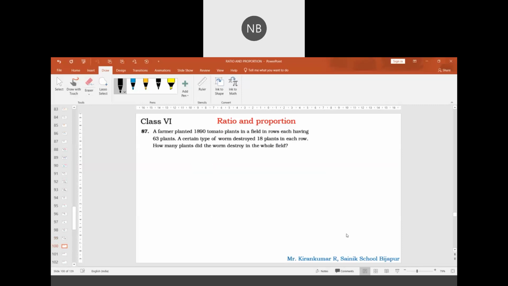Question number 87. A farmer planted 1,890 tomato plants in a field in rows, each having 63 plants. A certain type of worm destroyed 18 plants in each row. How many plants did the worm destroy in the whole field?